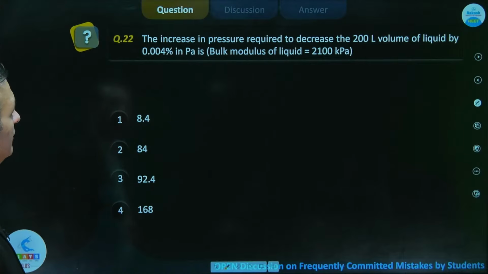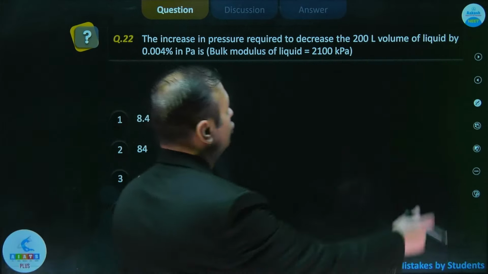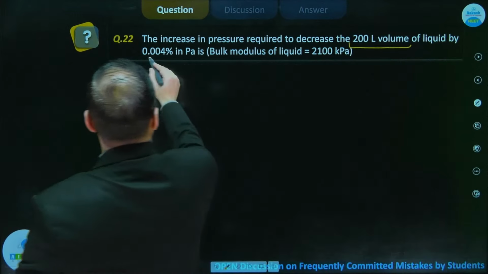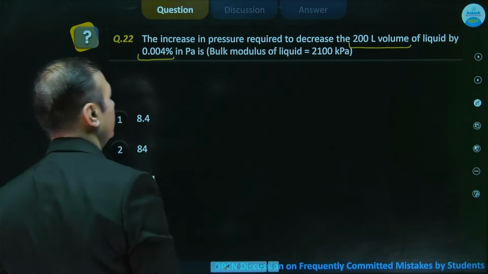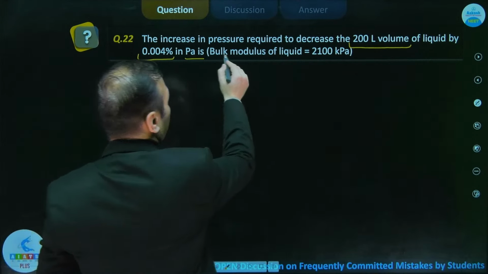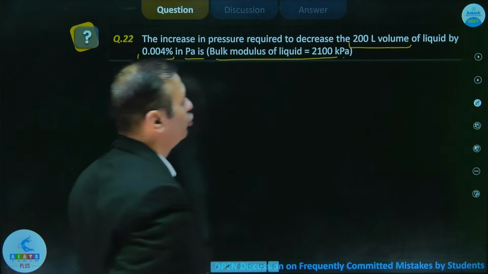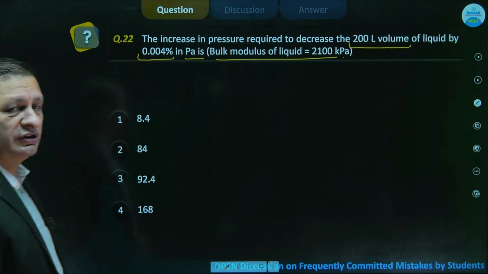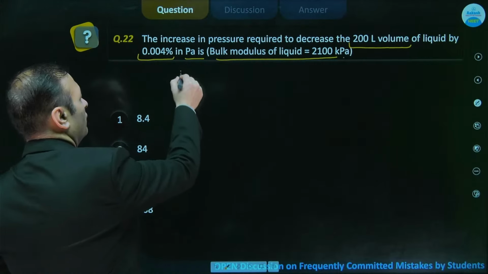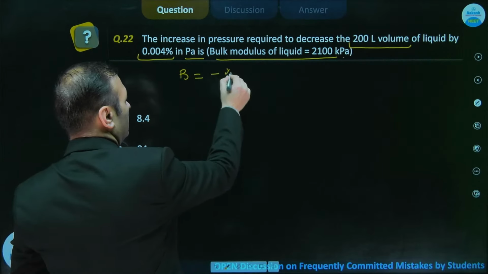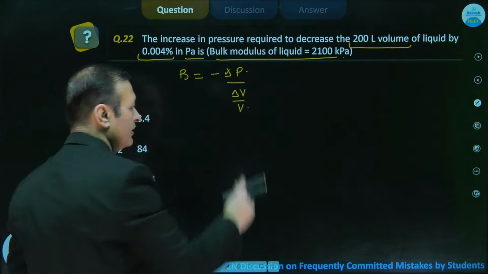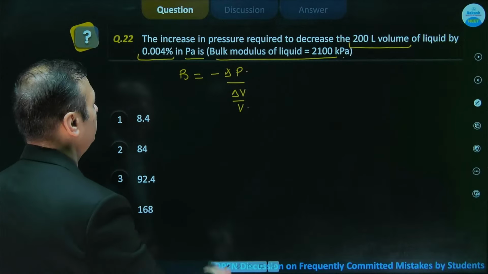Moving to the next. What is the increase in pressure required to decrease a 200 liter volume of liquid by 0.04%, in Pascal, given that the bulk modulus of the liquid is 2100 kilopascal? Fine. So this is a very simple numerical. We know the formula for the bulk modulus is minus delta P by delta V by V. So we have to find the increase in pressure.